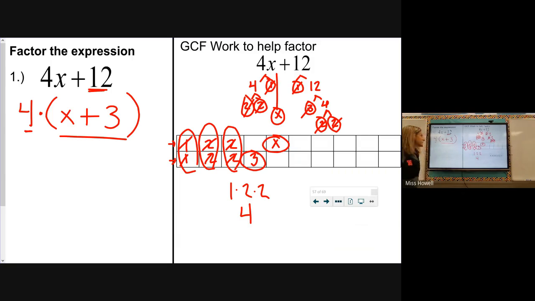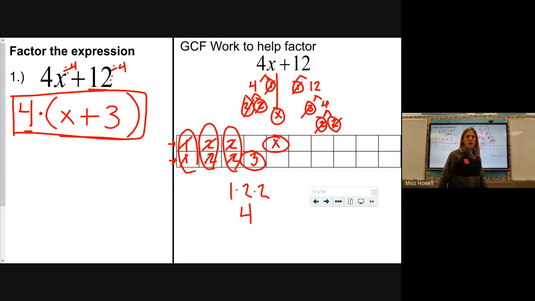Or the other way is I take these original guys, 4x and 12, and I divide them by what I pulled out. Right, divide by 4. Both work, and that will give you your leftover part. So our factored completely version here is 4 times x plus 3. All right, over the next couple of lessons, we should get to the point where we might not have to always do the chart. But again, for today, we're going to show all of our work, including our scratch.